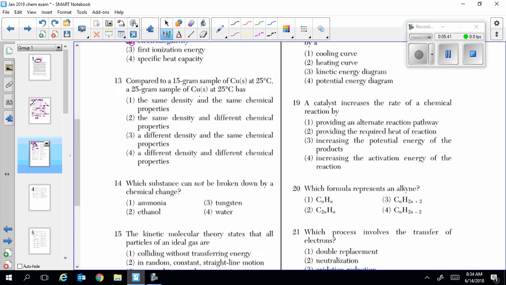It's pretty much the same thing, just one side's heavier. So they're definitely going to have the same density, and they're definitely going to have the same chemical properties. One just has more mass.